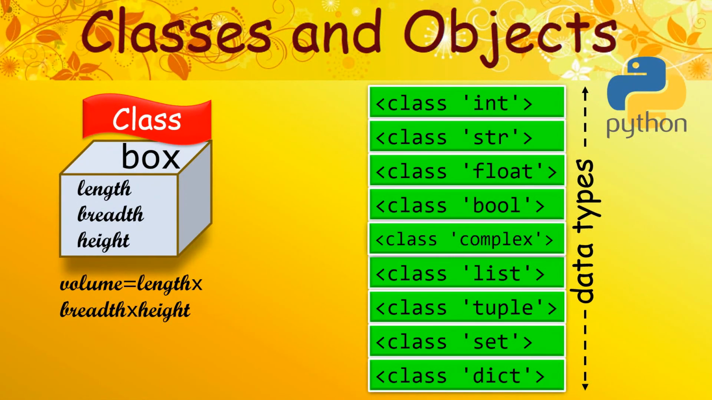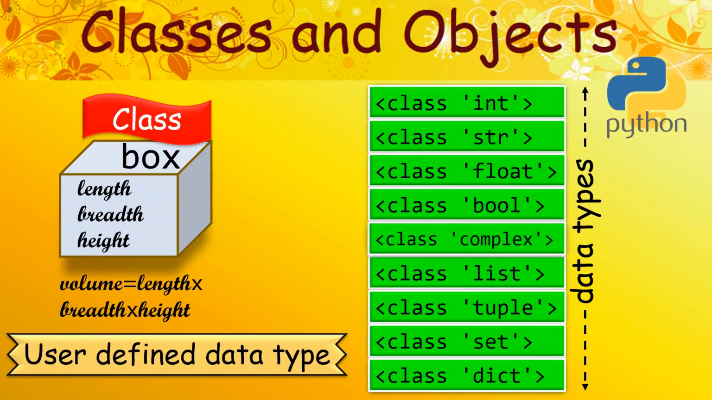When you create your own class, it is called a user-defined data type. So when you are creating a new class, you are creating a new data type. That is a user-defined data type. So here box is a user-defined data type. Next I am going to show you the syntax for creating a box.